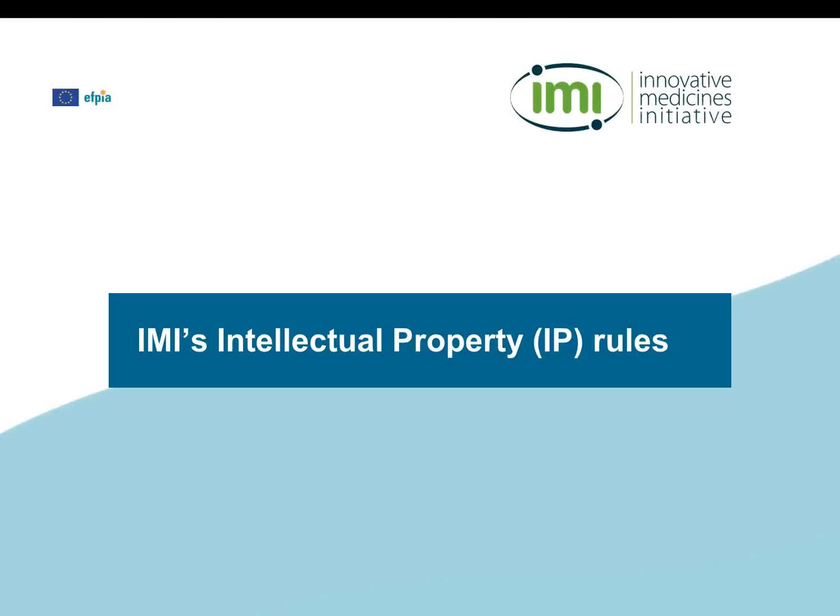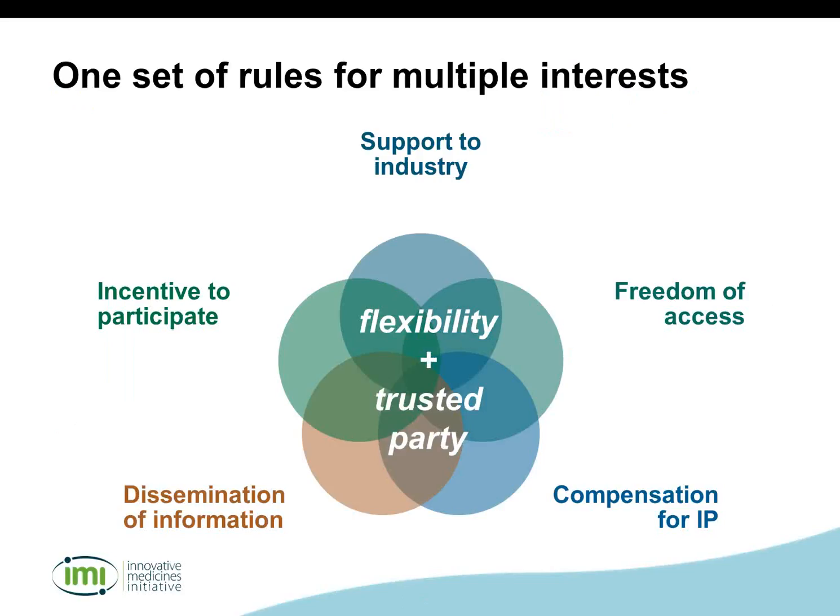And now let's have a look at the IMI IP policy, which is the second derogation I mentioned on the H2020, and it's one of the key points of the IMI2. The IMI2 IP policy is based on the IMI1 IP policy, which already allowed for an unprecedented level of sharing and was essential to the IMI success.